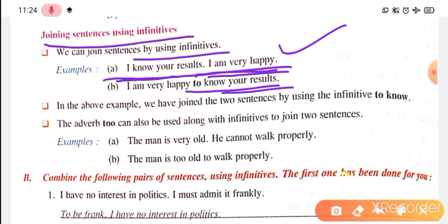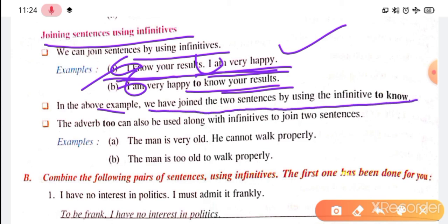How did you join? The subject was the same. Actually the subject was the same, so the same subject was performing two actions, so we added the verbs and we made the subject common, right? This is the way we have to do it. In the above example, we have joined the two sentences by using the infinitive to know, right? The adverb too can also be used along with infinitives to join two sentences. T-O-O, that also can be used here in infinitives.